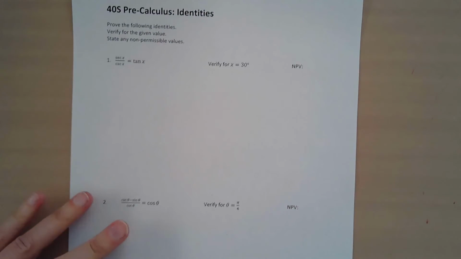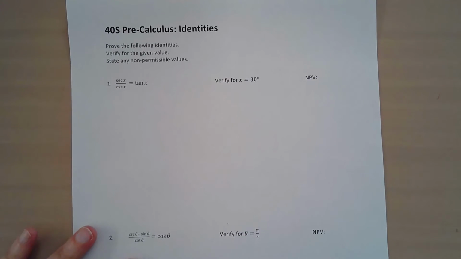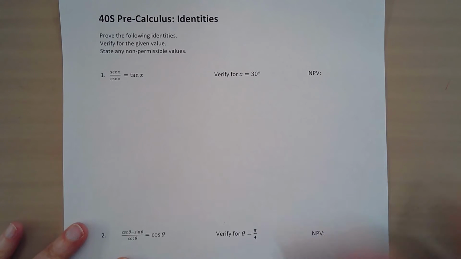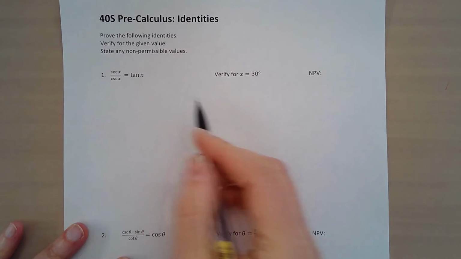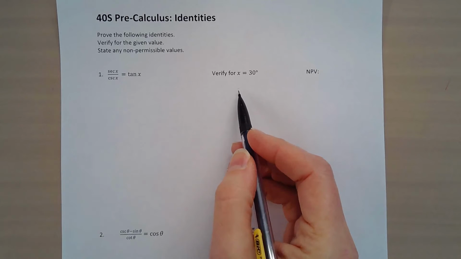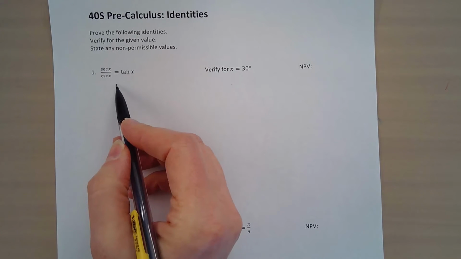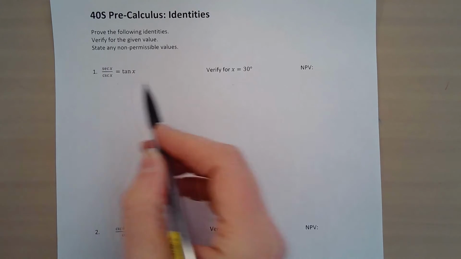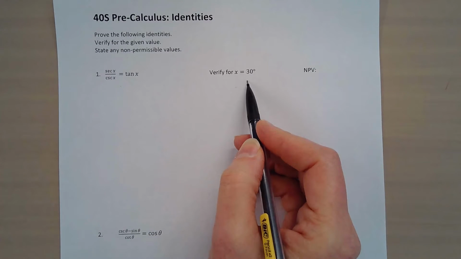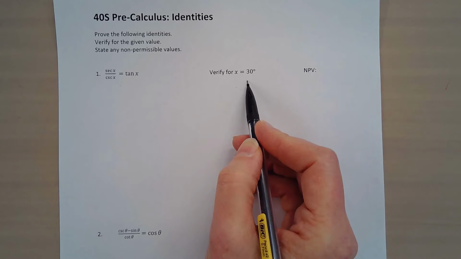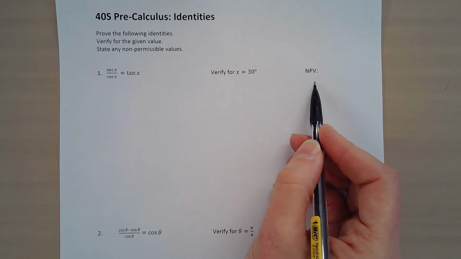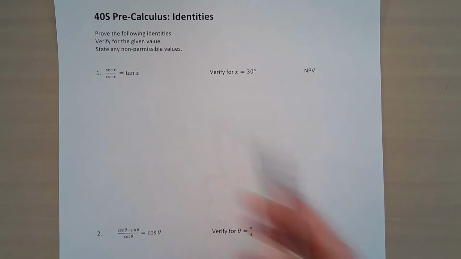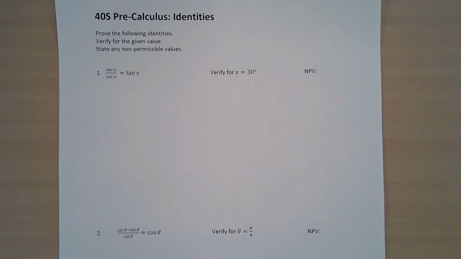With identities, the main thing that you're going to do is prove them. But you also should be able to verify just for one single angle measure, whereas I prove for any angle measure. Verifying is just picking one angle and showing that it's true. And many times, every identity will have a non-permissible value, so just being aware of that, getting a little more practice with our non-permissible values.